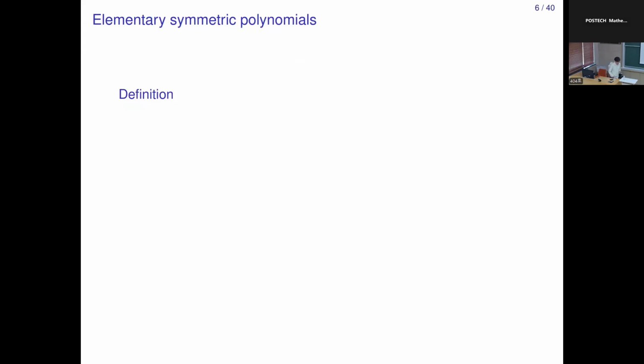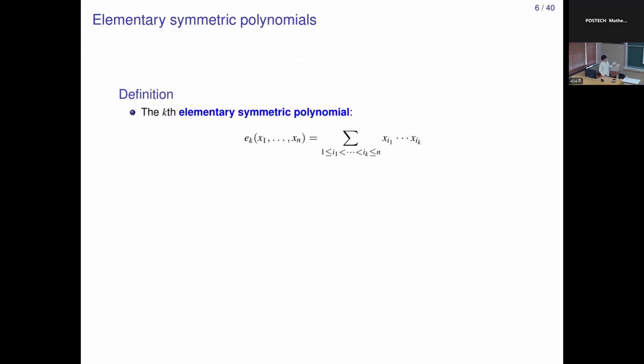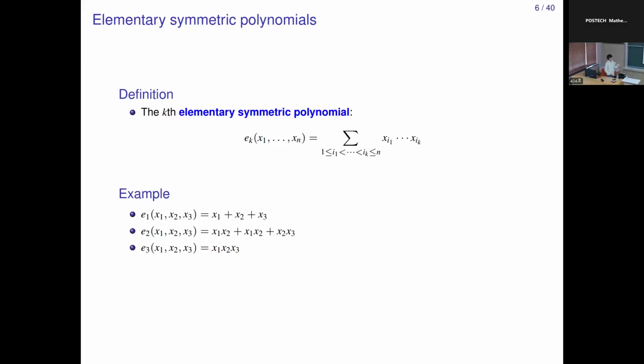There are many interesting symmetric polynomials, but probably one of the most well-known would be the elementary symmetric polynomials. The kth elementary symmetric polynomial in n variables is just the sum of all monomials obtained by taking k distinct variables. So for example, e1, if you have 3 variables, is just this because you take only 1 variable. For e2, you take 2 distinct variables, then there are 3 terms like this. And for e3, there is only one way to select 3 distinct variables, which is this.